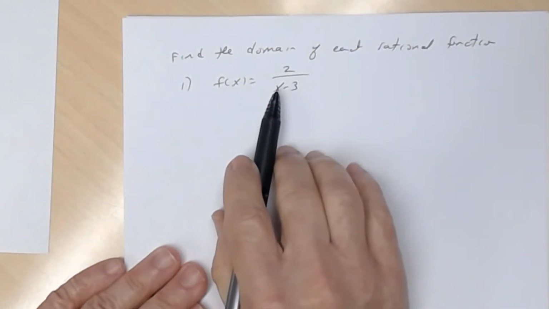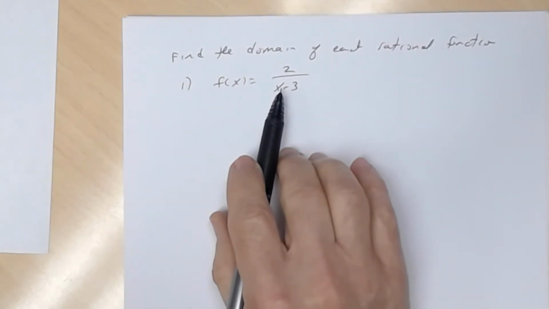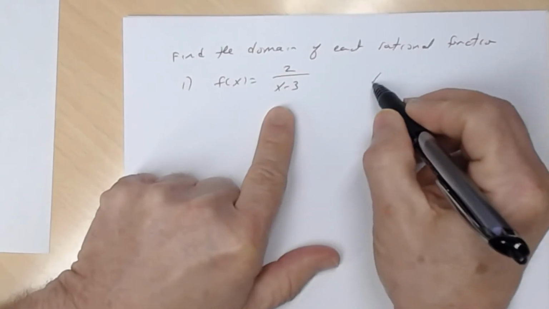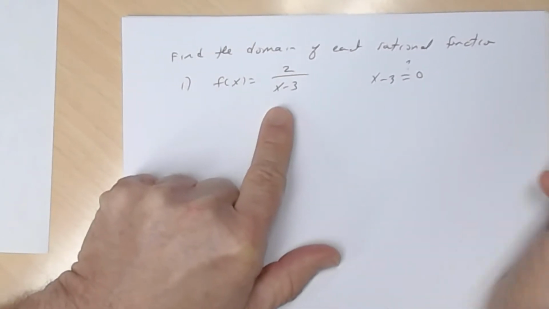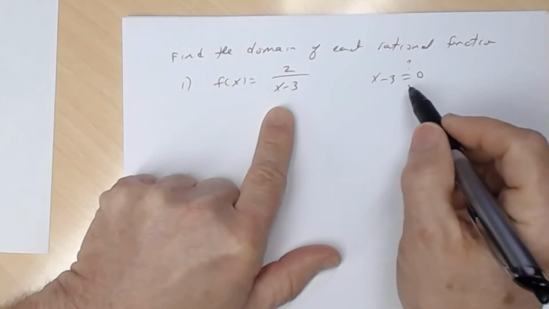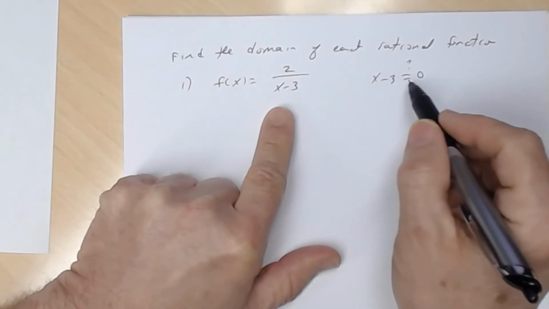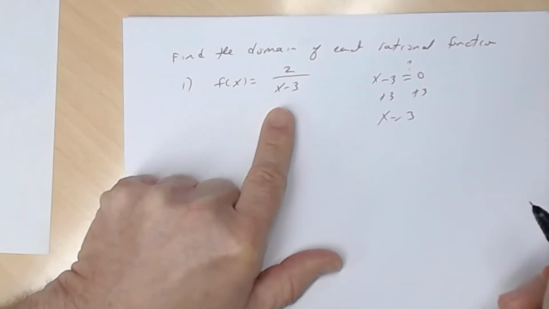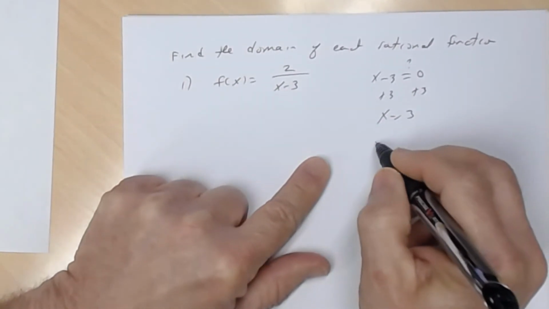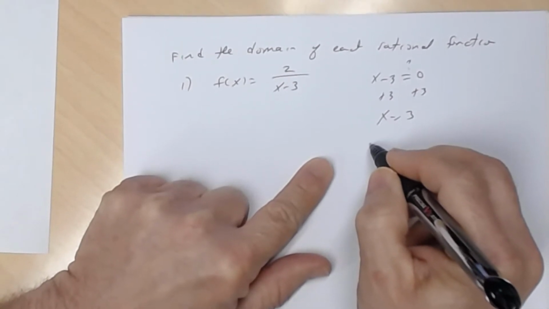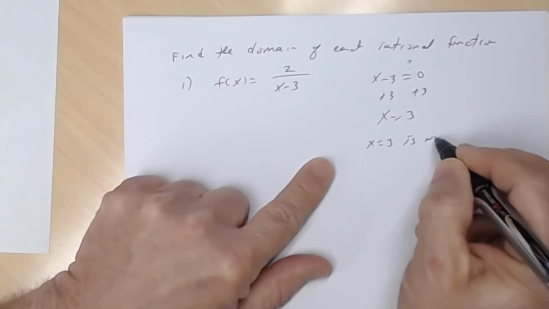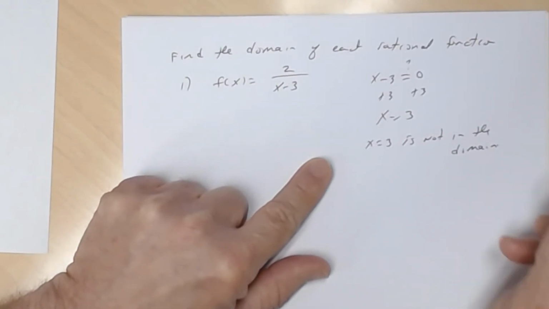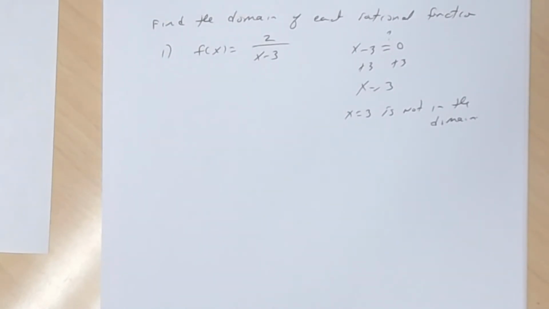Here, though, that's a rational function. So first of all, you have to recognize this is rational. That's important. Okay, what makes the denominator 0? So the question is, where is x minus 3 equal to 0? Notice this is a linear equation. When you solve for the variable x, you're going to get x equals 3. So x equals 3 is not in the domain.